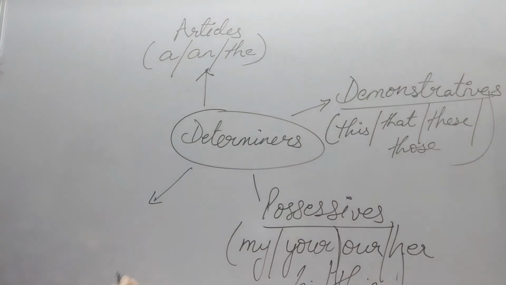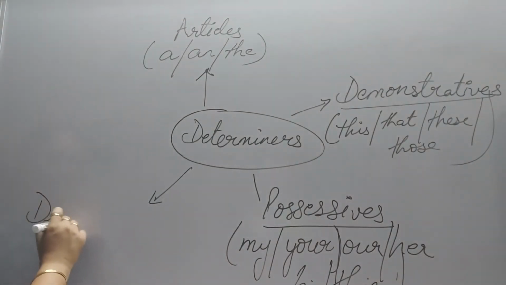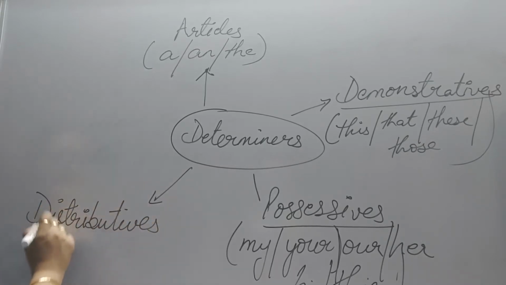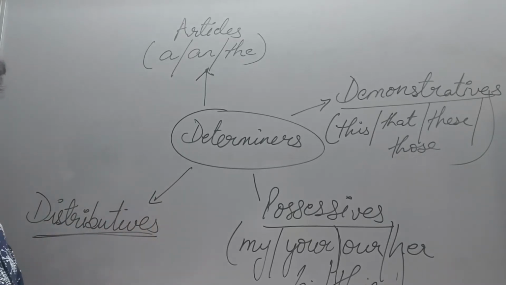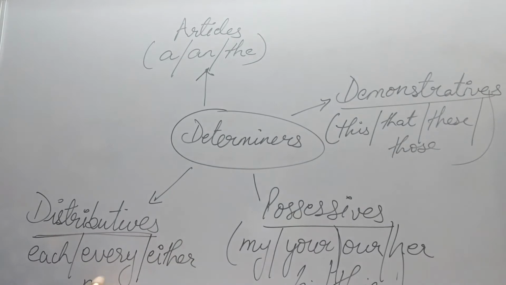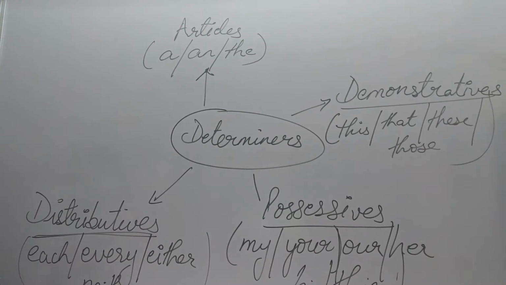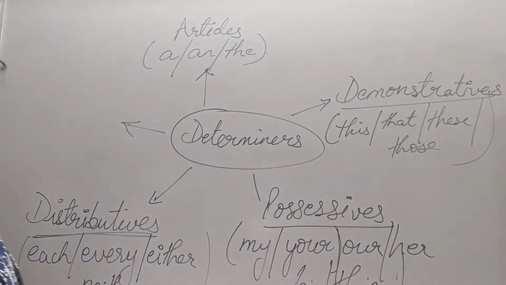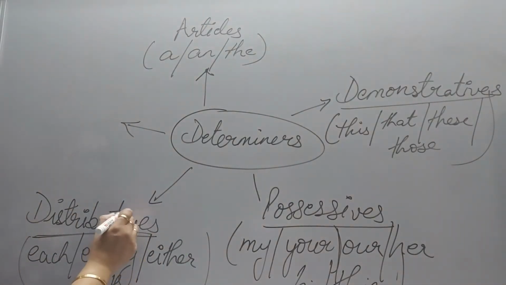Our next category is the distributives. As the name suggests, it talks about the distribution of the noun. For example, we have each, every, either, neither. It talks about individually how many are those, or it tells us if we are talking about a group of nouns together or individually every part of that group there.